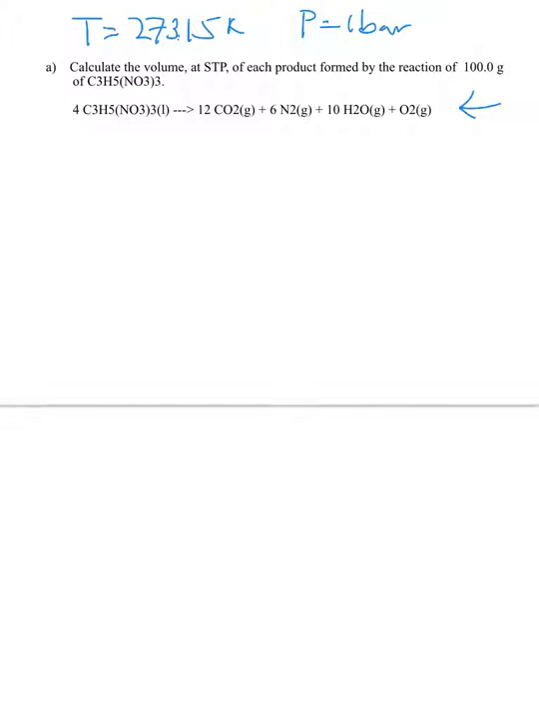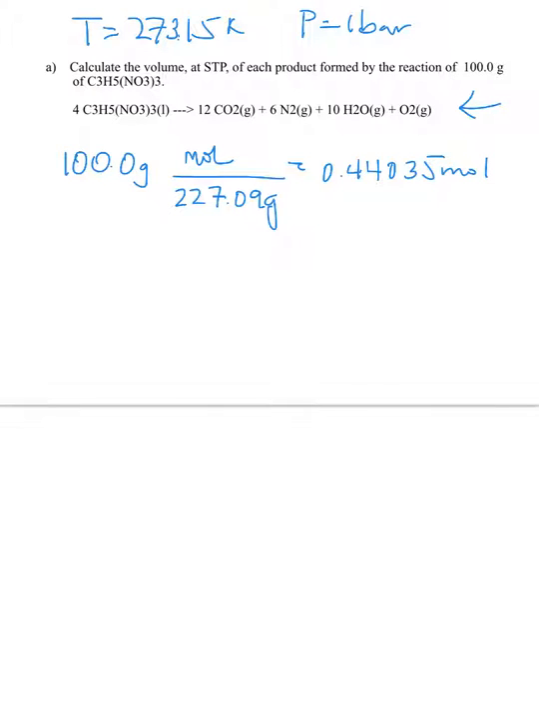So the first thing we need to do is figure out how many moles of nitroglycerin we have. Well, if we have 100.0 grams of nitroglycerin, and the molar mass of nitroglycerin, which you can look up, add the components together, is 227.09 grams per mole, that tells us that we have 0.44035 moles of nitroglycerin. So if we have that many moles of nitroglycerin, then we can apply the stoichiometric ratio for each of the products to determine how many moles of each of the products we have.